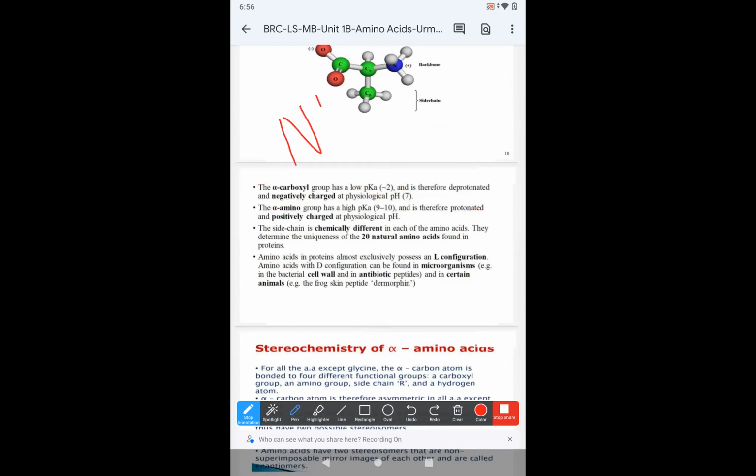So the NH2 group contains hydrogens, H plus ions. If there are more H plus ions, that will be acidic in nature, right? The amino group contains an acid group, so that's why the amino group is a positively charged molecule, and the amino group has a high pKa. The COOH group is negatively charged, deprotonated, and has a low pKa. So please remember these three facts. Understood, everyone?